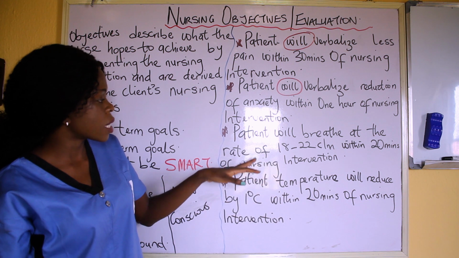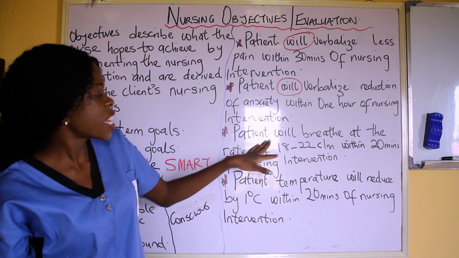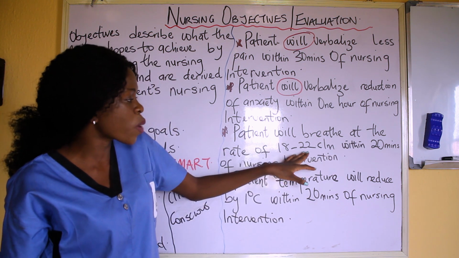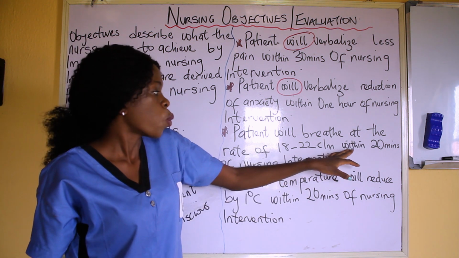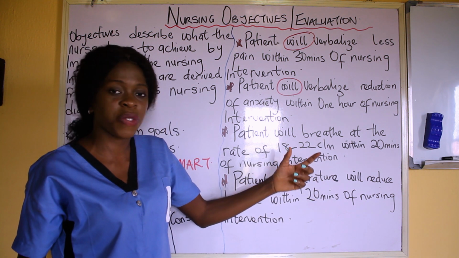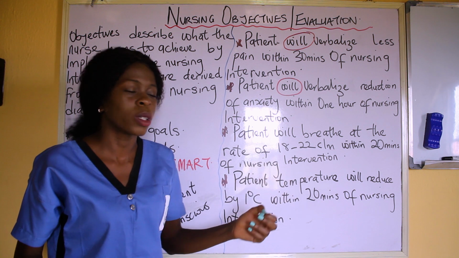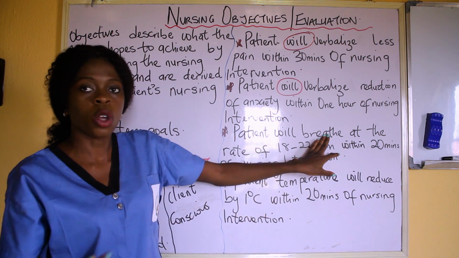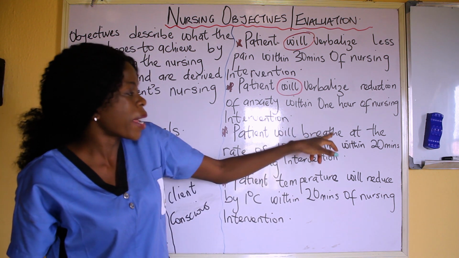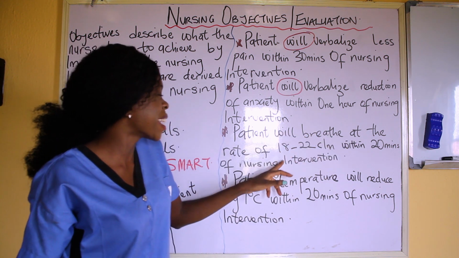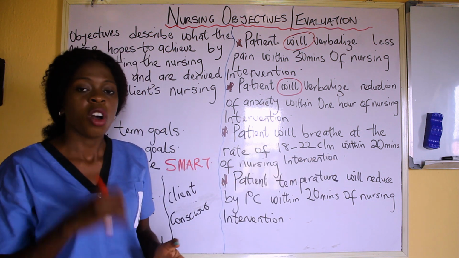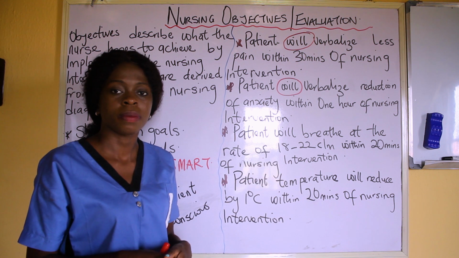Then the other one I have here is respiratory difficulties. Patient will breathe at the rate of 18 to 20 cycles per minute within 20 minutes of nursing intervention. You can see this is specific and it is time bound. Patient will breathe, that is the objective. So when you are now writing the evaluation, what will it be? Patient breathes at the rate of 18 to 22 cycles per minute within 20 minutes of nursing intervention.